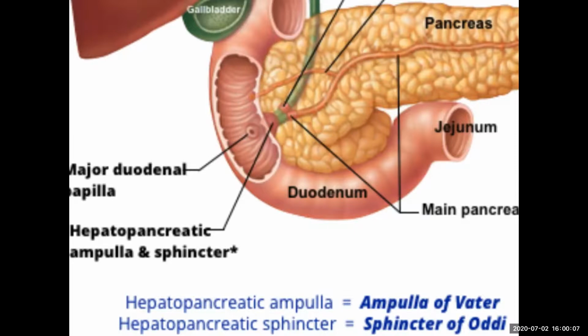Let me try to draw it. So if this is your intestinal wall, you're going to see a raised bump. And that's the hole. So this part that's raised is known as the papilla, the major duodenal papilla.